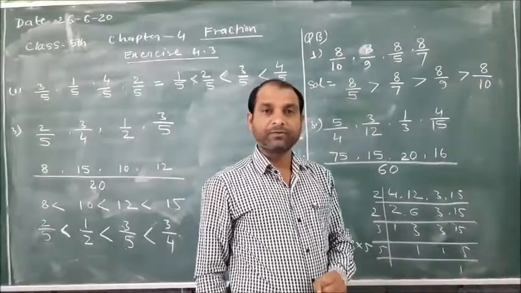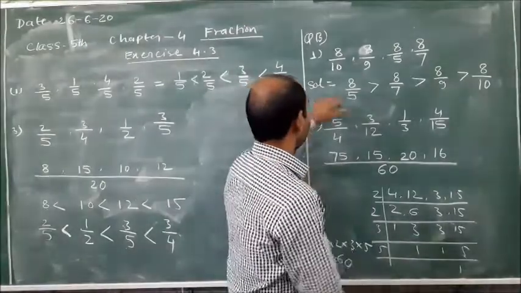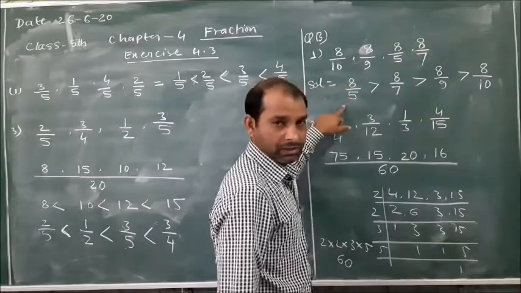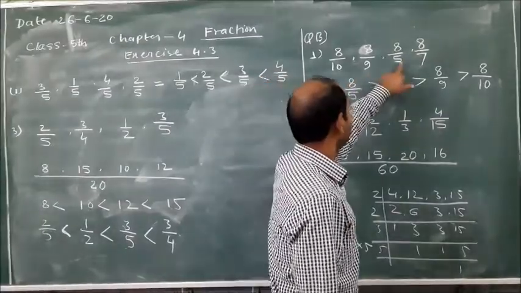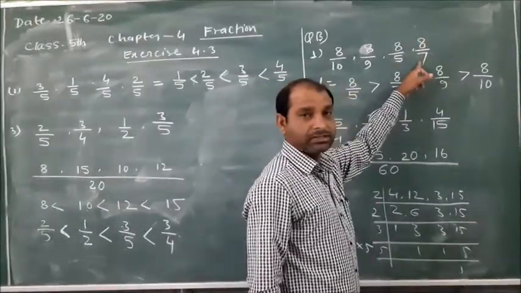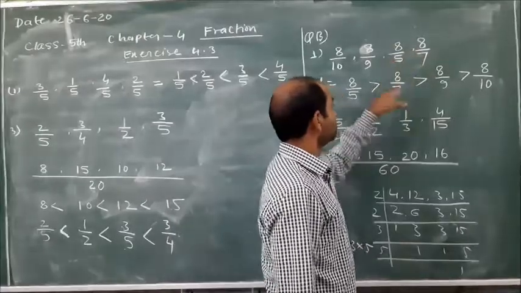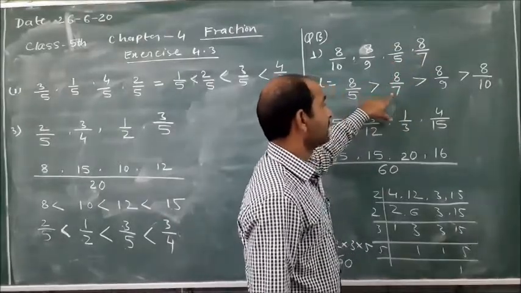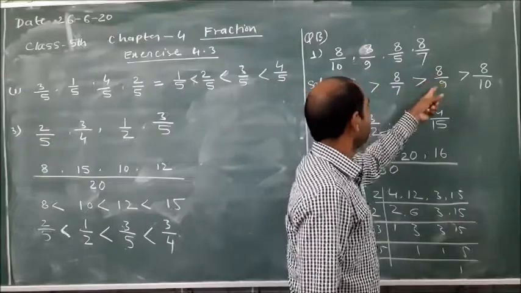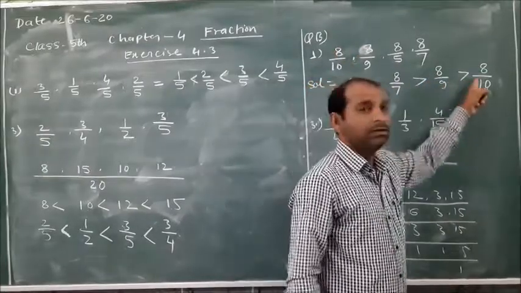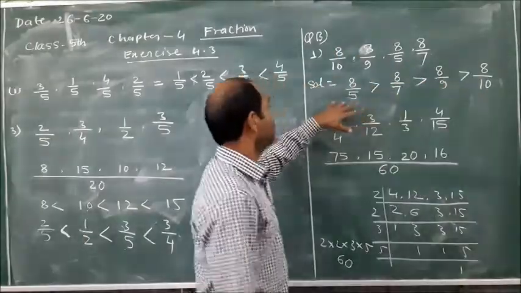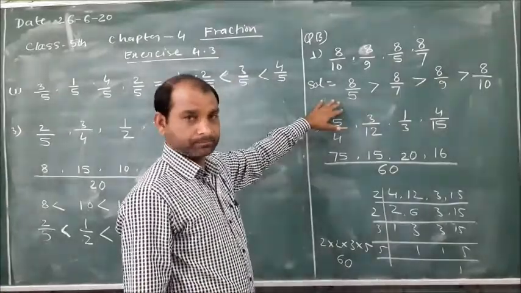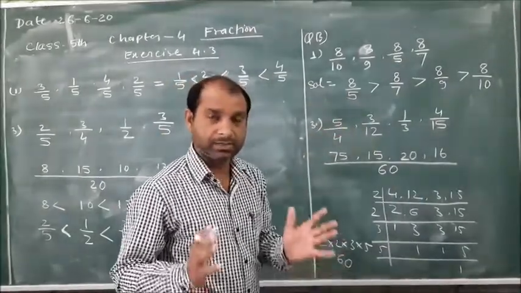8 upon 5 is a greater fraction. So first we write here 8 upon 5. After 8 upon 5, 8 upon 7 is smaller than 8 upon 5, so we write here 8 upon 7. Then 8 upon 9. Then 8 upon 10. This is your descending order. Try to understand, dear students.